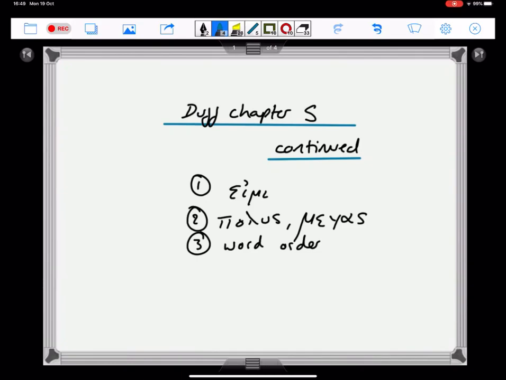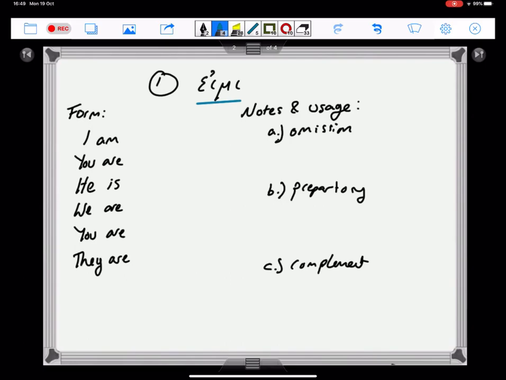We covered most of Duff chapter 5 in thinking about the form and use of the adjective generally, but there are a couple of bits and pieces that need tidying up in order to understand the chapter as a whole. These are what we cover in this video. The first topic is part of the verb to be.